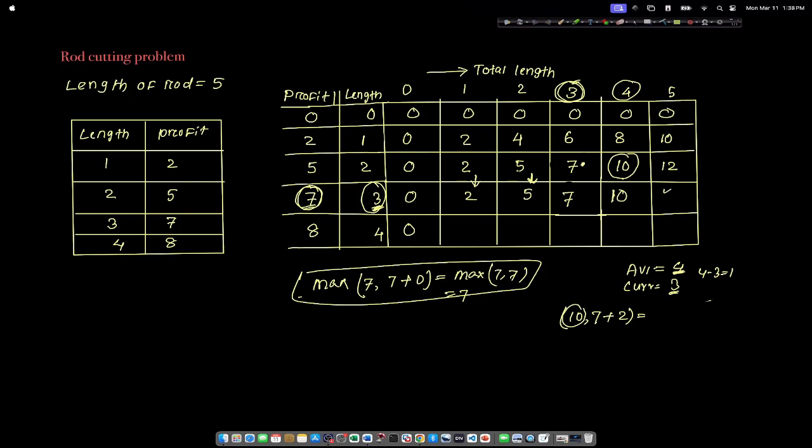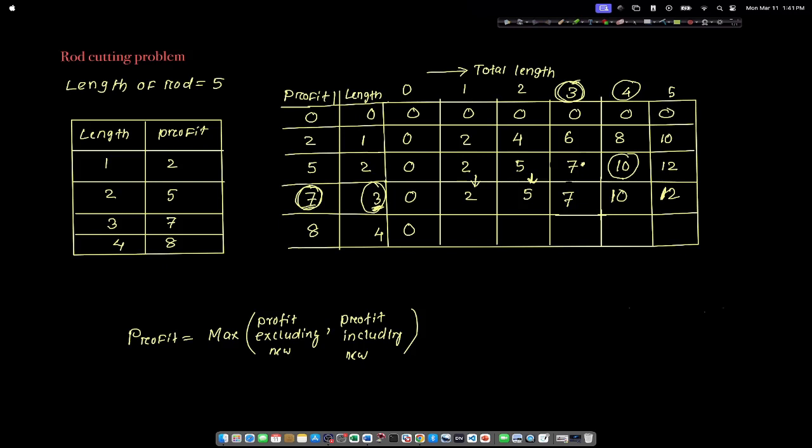Then for this cell, it will be the maximum of 12 comma 7 plus 5 minus 3, which is equal to 2. We'll go to the second row. This is 5, 7 plus 5, which is equal to 12, and that in maximum will be 12. So we'll fill it with 12, the profit as 12. So to calculate the profit in a particular cell, take the maximum of profit excluding the new length and including the new length.